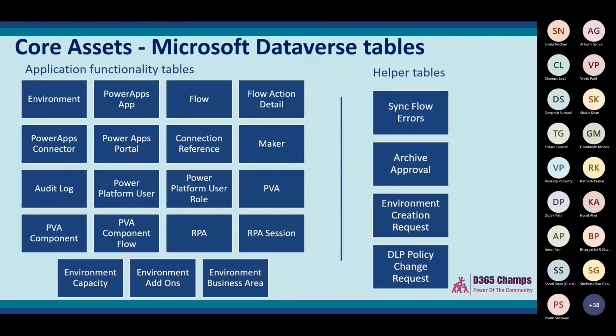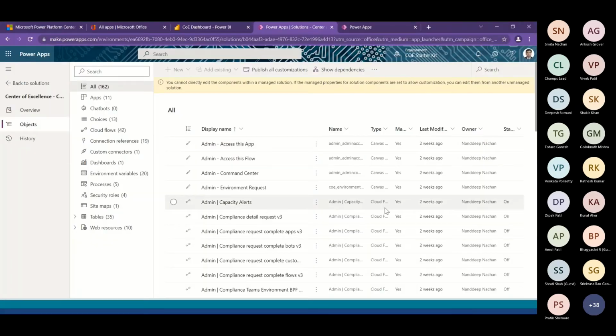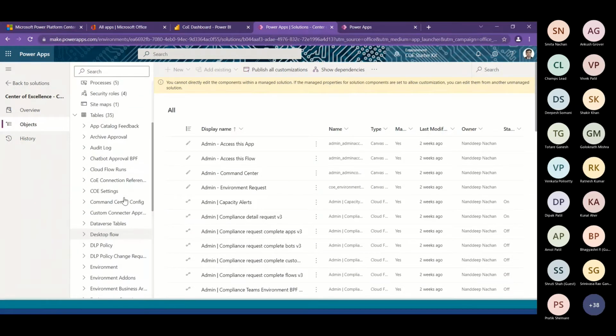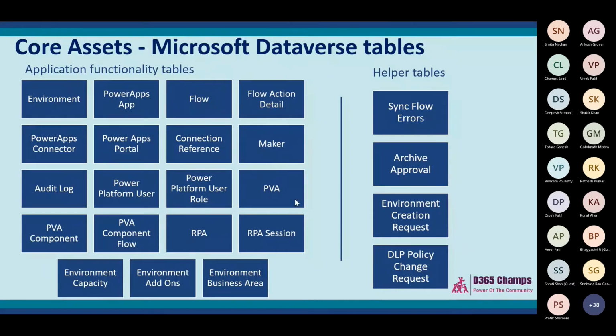And now let's have a look at those tables, because there are many, at least around 35 tables. I don't want to get into each of those, but at least we do have certain more functionality-driven tables, so let's look at those. Simply put, the sync flows of the COE starter kit sync your tenant resources to various Dataverse tables, and those include your flows, bots, apps, and other things.